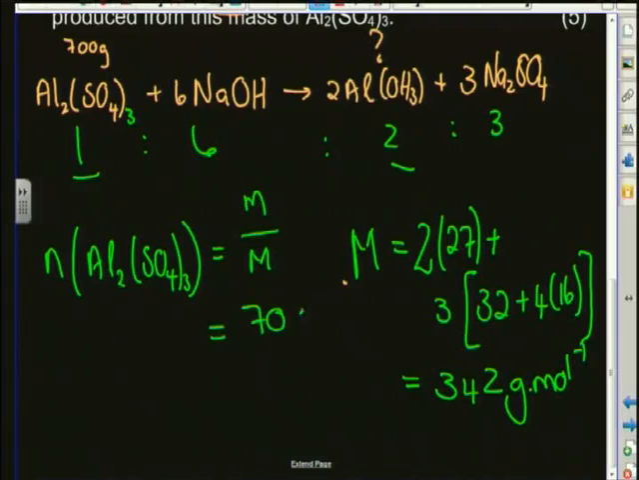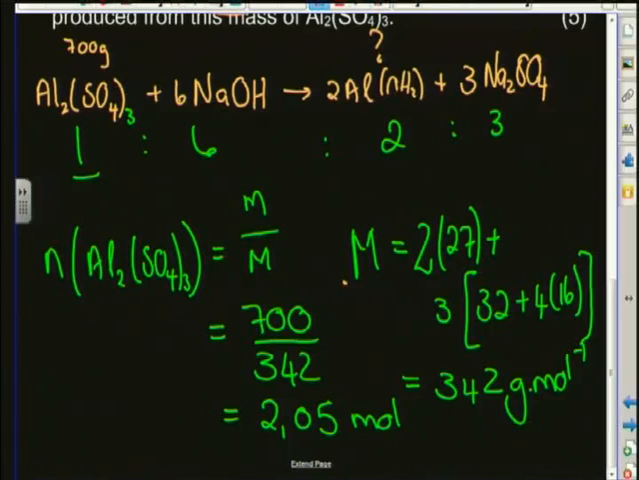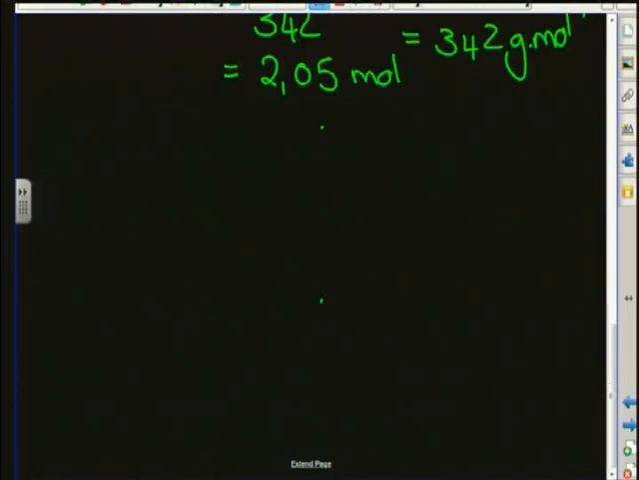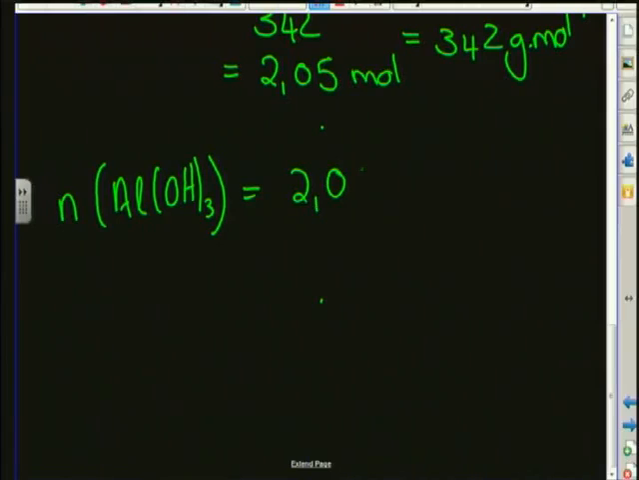It was 700 grams that we started with, so 700 divided by 342 gives me 2,05 moles. Not done yet. Question was, how much aluminium hydroxide would we get? Aluminium hydroxide is 2. Aluminium sulfate is 1. So if I go back here, the number of moles of aluminium hydroxide, which is what I'm looking for next, is going to be the 2,05 times the 2 over the 1, which gives me 4,10 moles.